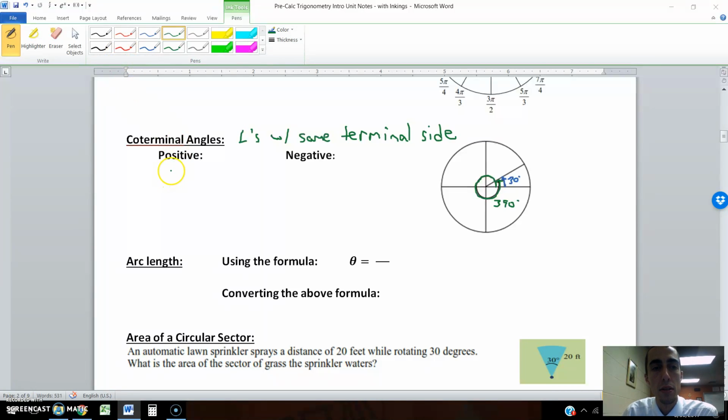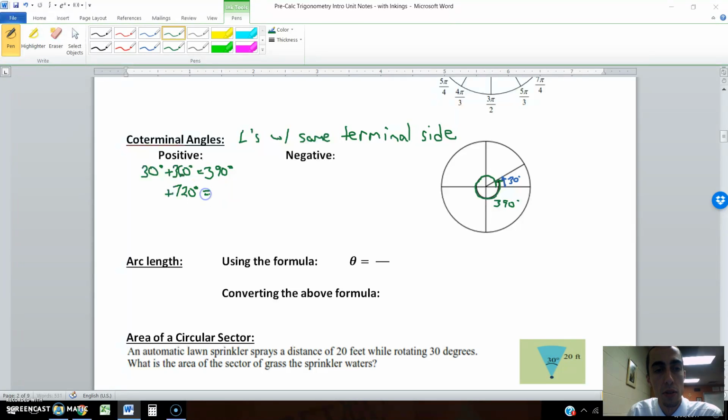Now, if we want to find positive coterminal angles, the way that we can do that is by adding 360 degrees to the measurement of the angle that you start with. So, for instance, in the example that I just showed, if you have a 30-degree angle, you can add 360 degrees to it, and that will get you 390 degrees. But you could also add any multiple of 360 degrees that you want to. For instance, if you do 360 degrees twice, you'd be adding 720 degrees.